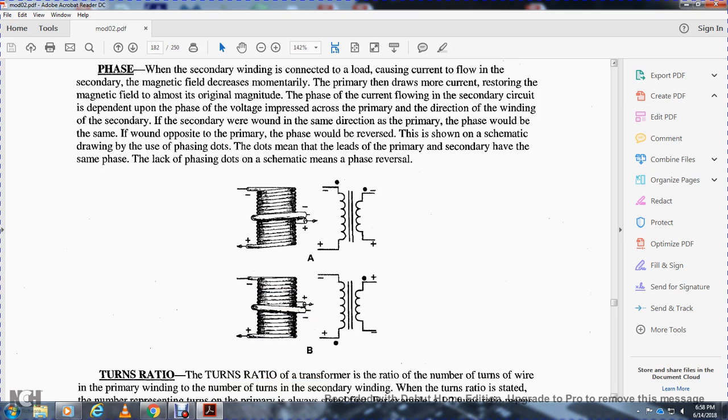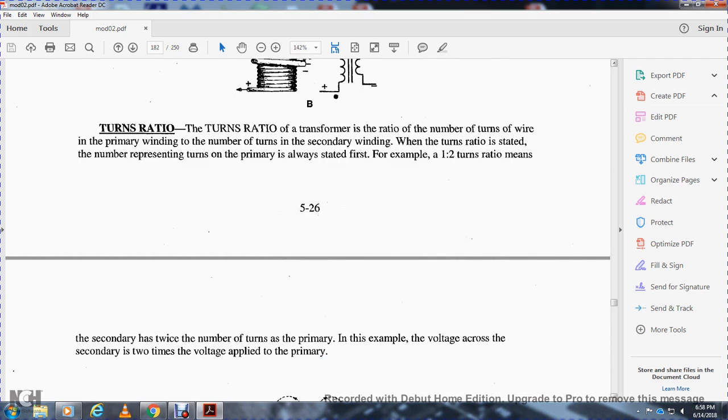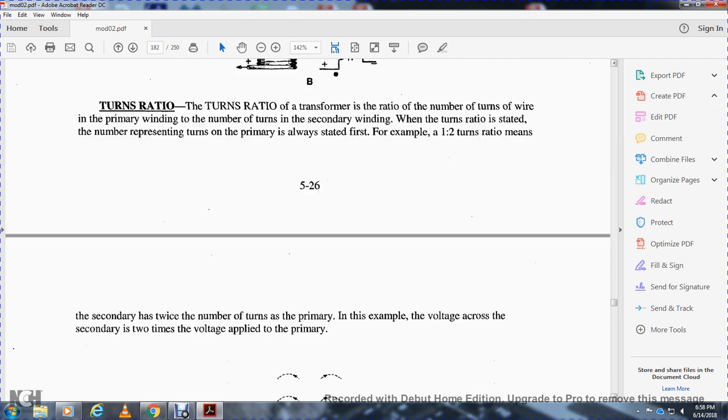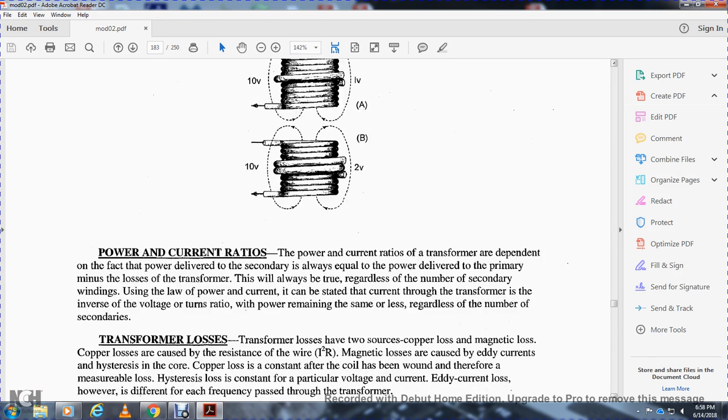Notice the turn ratio of the transformer: the ratio of the number of turns of wire in the primary winding to the number of turns in the secondary winding. When the turn ratio is stated, the number representing the primary is also stated first. A 1 to 2 ratio means the secondary winding has twice the number of turns of the primary. In this example, the voltage across the secondary is two times the voltage across the primary. Power and current ratio of the transformer: the power delivered in the secondary is always equal to the power delivered in the primary, barring the losses of the transformer.